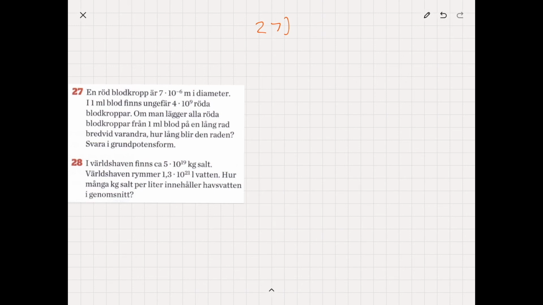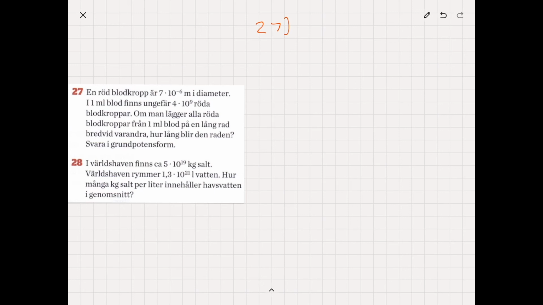We've got one red blood cell is equal to 7 times 10 to the power of minus 6 meters in diameter. In 1 milliliter of blood, there is roughly 4 times 10 to the power of 9 red blood cells. If somebody were to lay out all the red blood cells from a single milliliter of blood in a long row, next to each other, how long would that line be? Give your answer in standard form. Classic 6 words there, so be very careful about it.